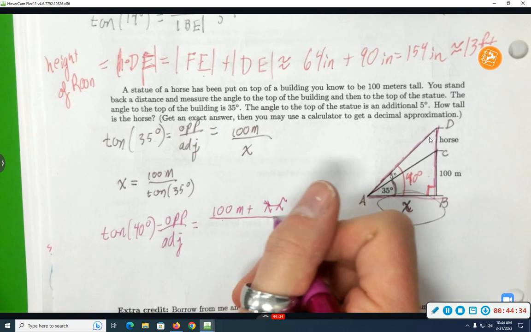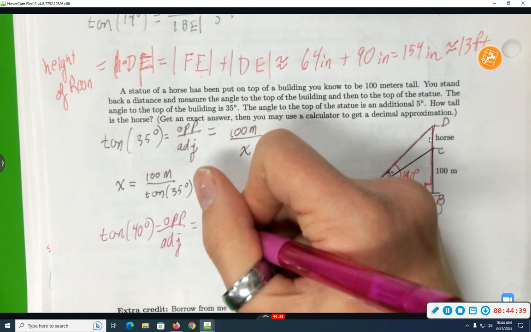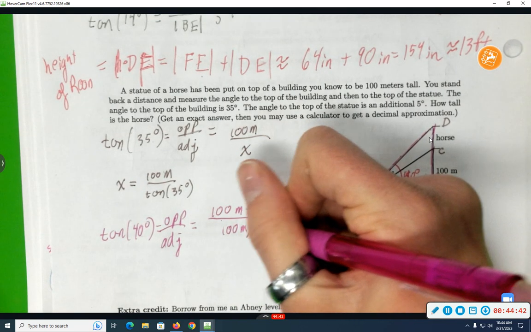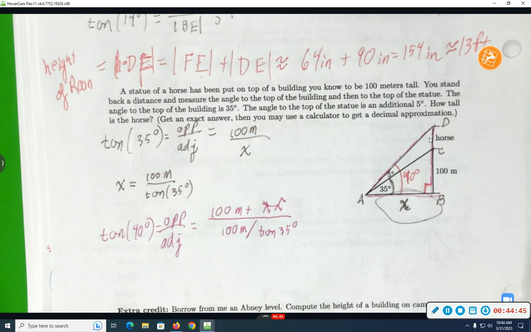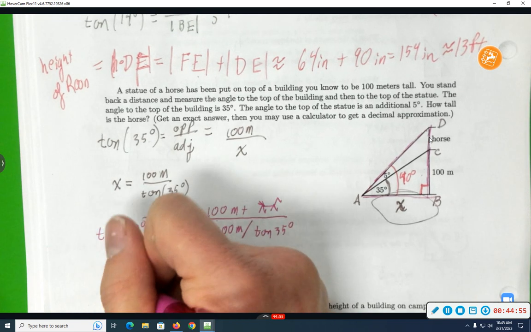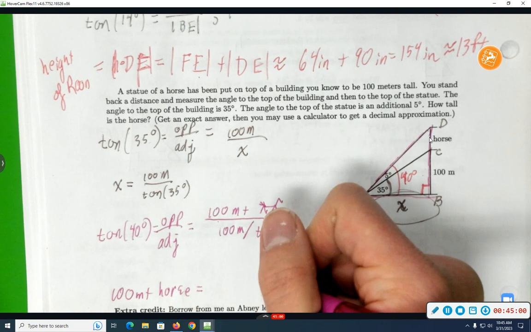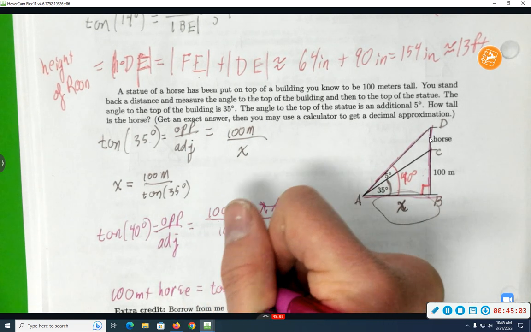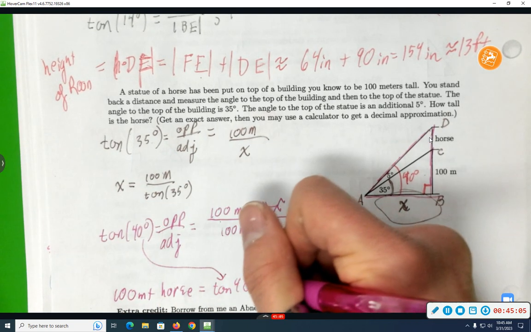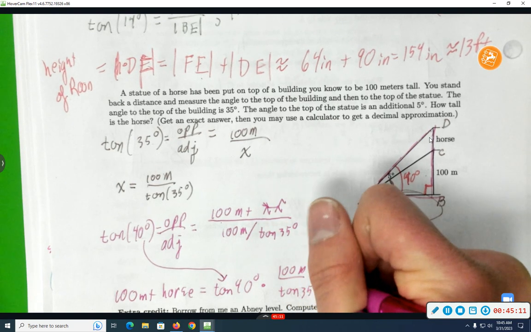What's the length of the adjacent? Yeah, it's the thing right now called X. Maybe you can plug in what that's equal to. That would look like something you can solve for force. So I guess step one would be to multiply that denominator to the other side. 100 meters plus force is equal to tangent 40 degrees, multiplied by 100 meters divided by tangent 45 degrees.